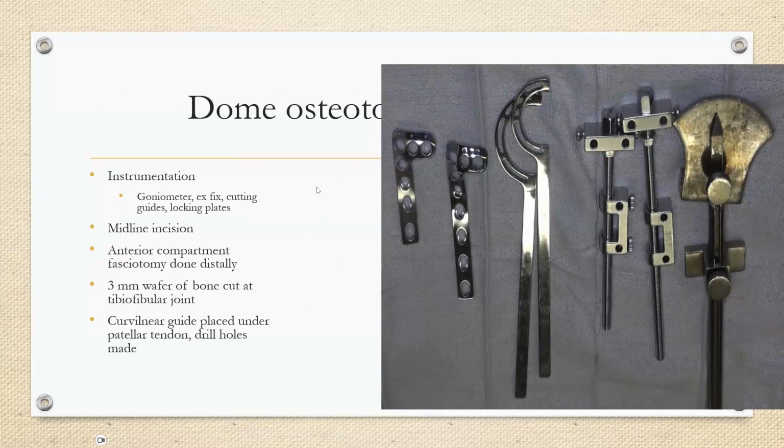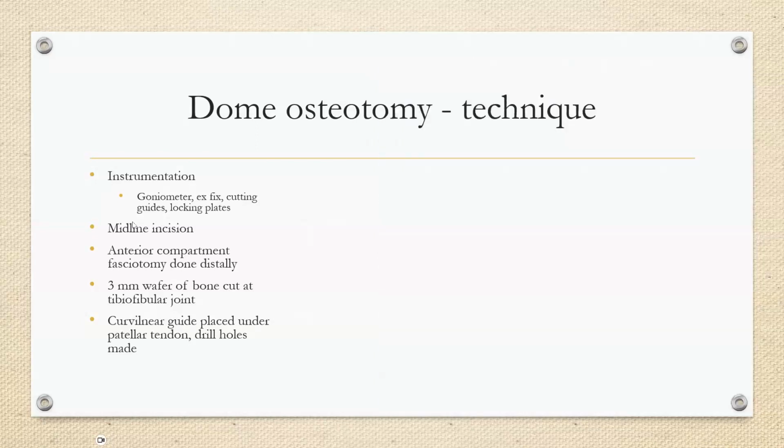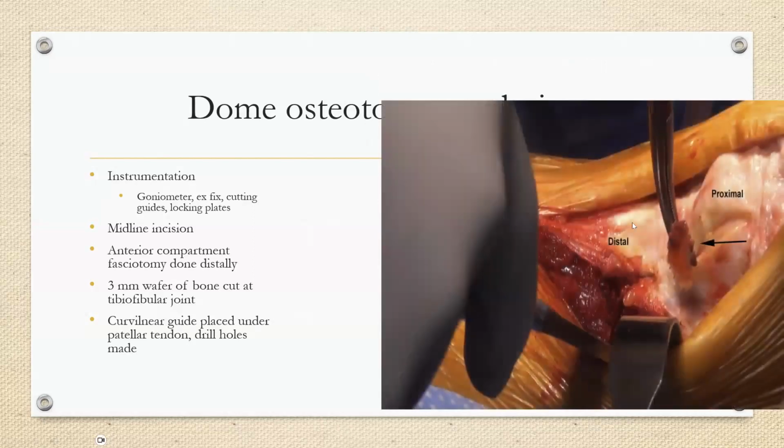So, in contrast to other types of osteotomy, this is quite an expensive osteotomy and requires an extensive midline incision from near the inferior pole of the patella to 5 centimeters below the tibial tuberosity. Anterior compartment fasciotomy is routinely required, at least in the distal part. And the initial cut taken is at the tibiofemoral junction to allow movement of the proximal tibia.